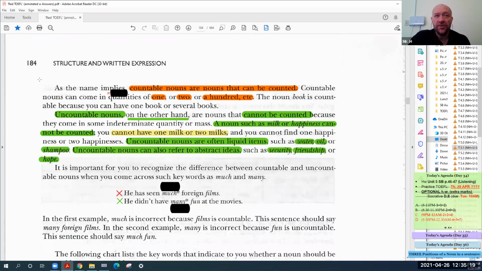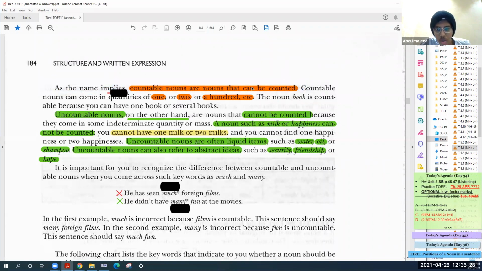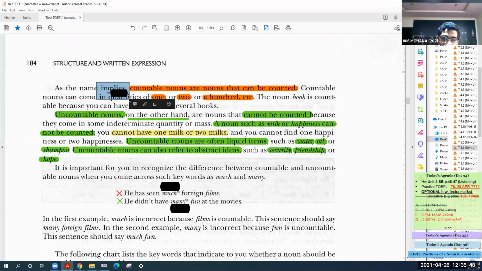All right, Abdul Majid, read this. As the name implies, countable nouns are nouns that can be counted. Now, do you know this word, Abdul Majid? If you don't, you should add it to your vocabulary list. Demonstrates, shows. Imply. It comes from imply. Do you know the word imply? Yeah. What does it mean?